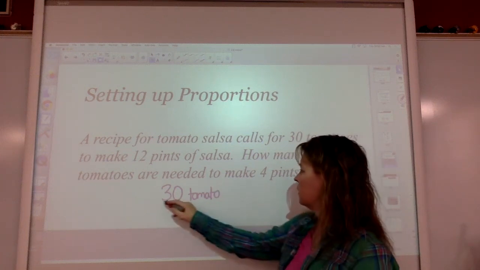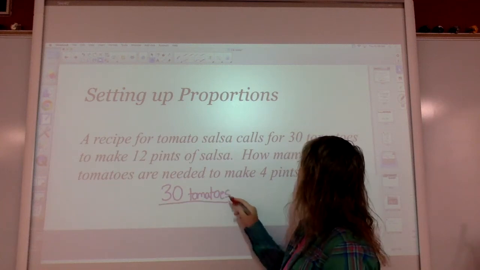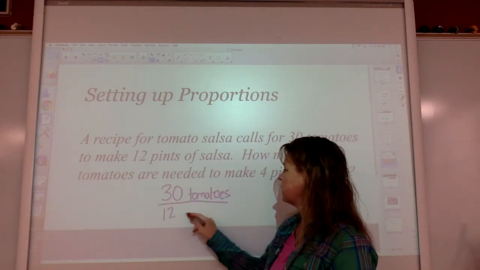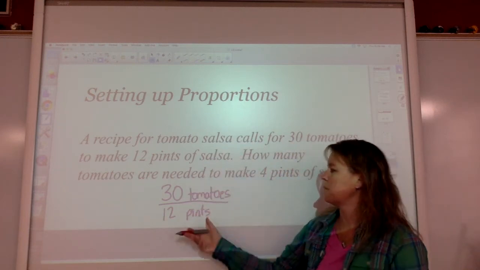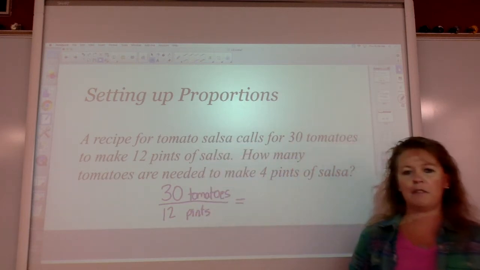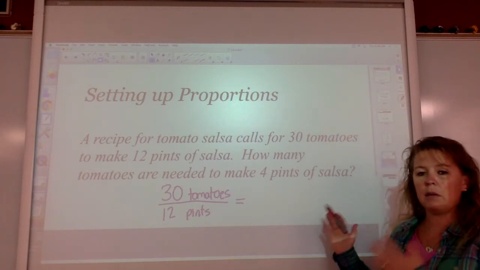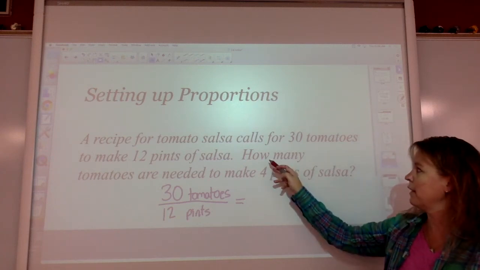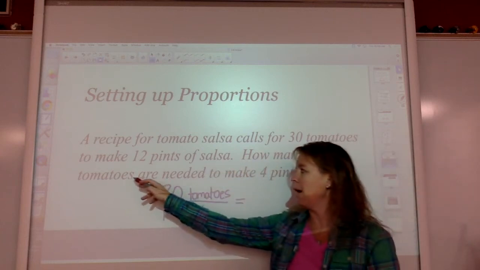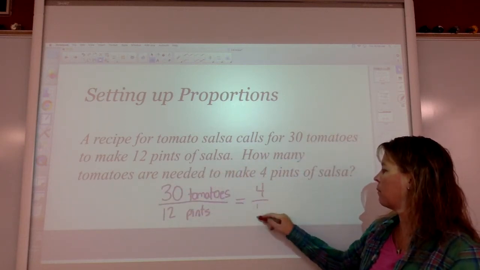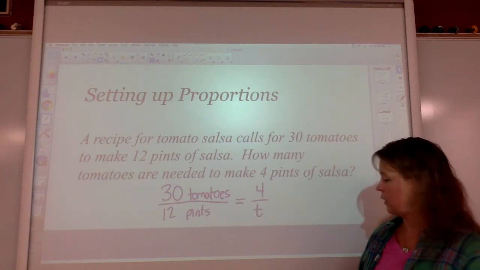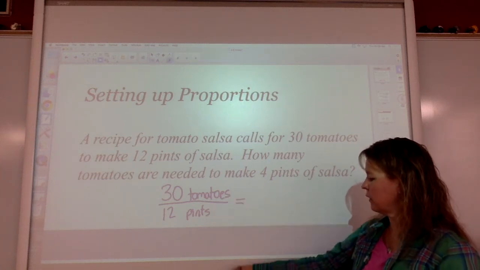30 tomatoes, and 12 pints. They gave you that information. 30 tomatoes makes 12 pints. So we have to finish the proportion, make an equivalent ratio on the other side with the information they gave us. How many tomatoes are needed to make 4 pints? You can't just do 4 pints and T tomatoes. You can't put it wherever you want. You have to follow this pattern.